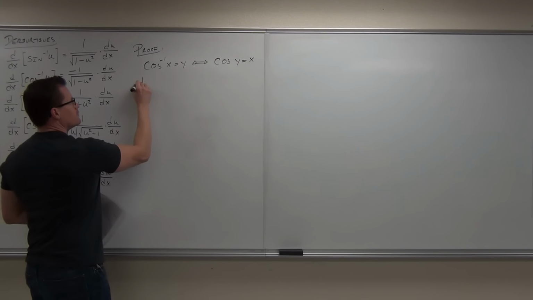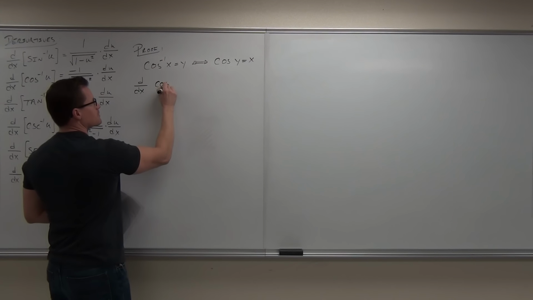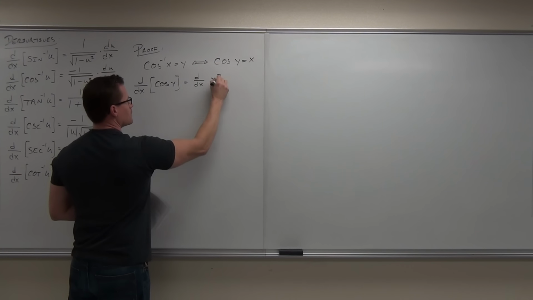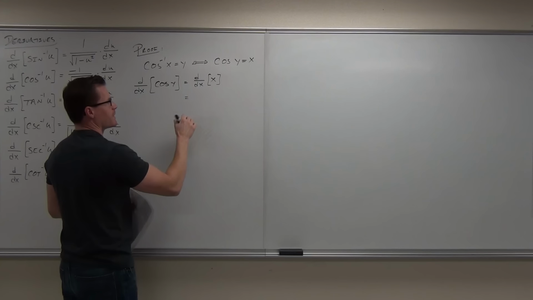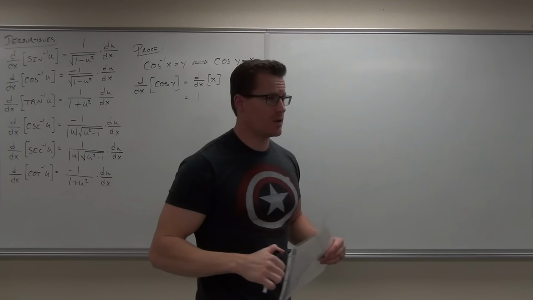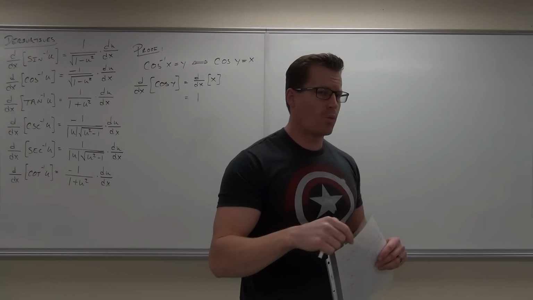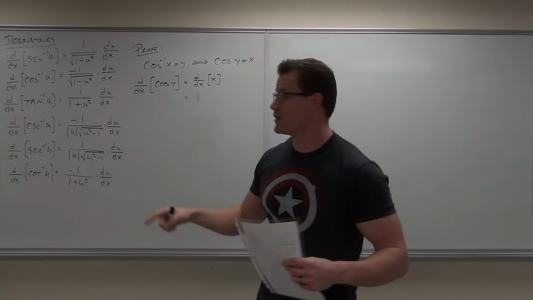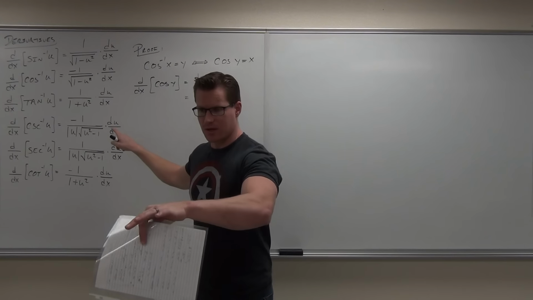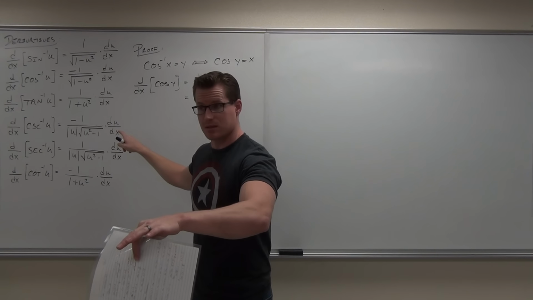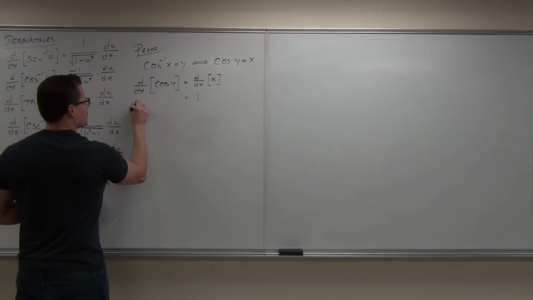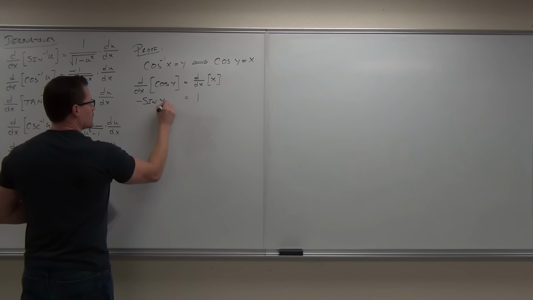If I take the derivative of both sides, y'all can help me with this side. What's the derivative of x? 1. Perfect. And the derivative of cosine y. Keep in mind, this is implicit. So y is a function of x. What would we have to do if y is a function of x here? Negative sine y, not x, but y, times dy dx. Very good.